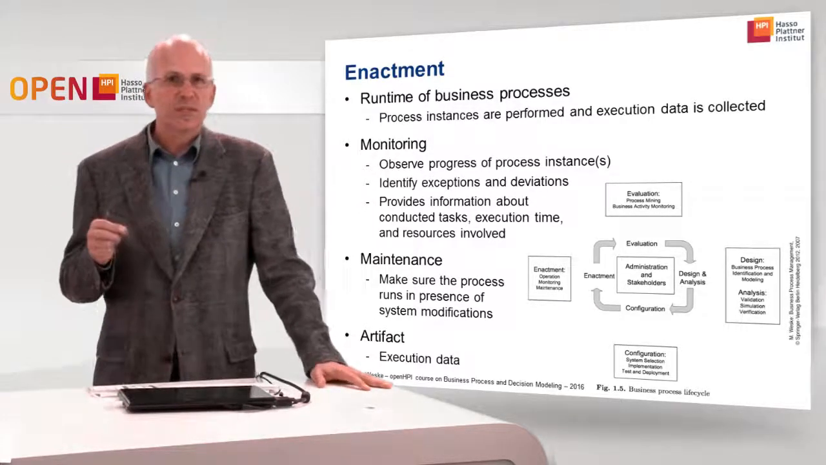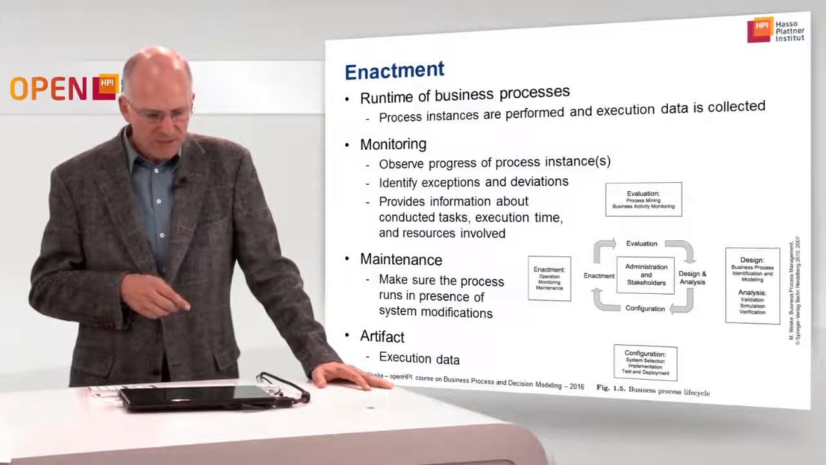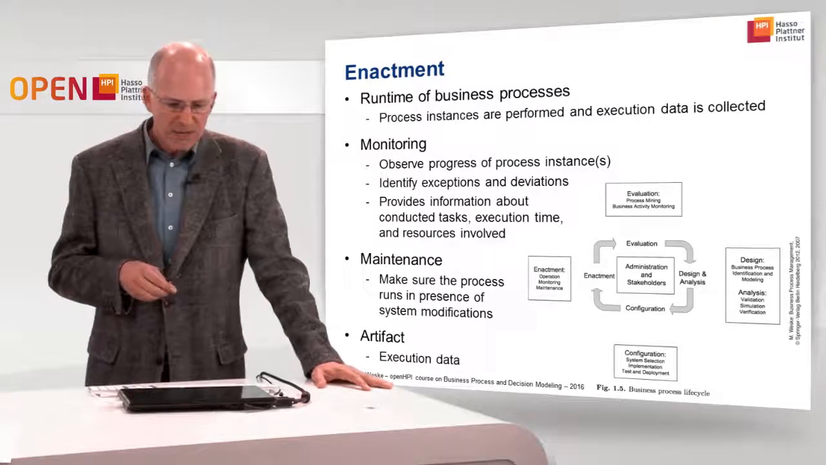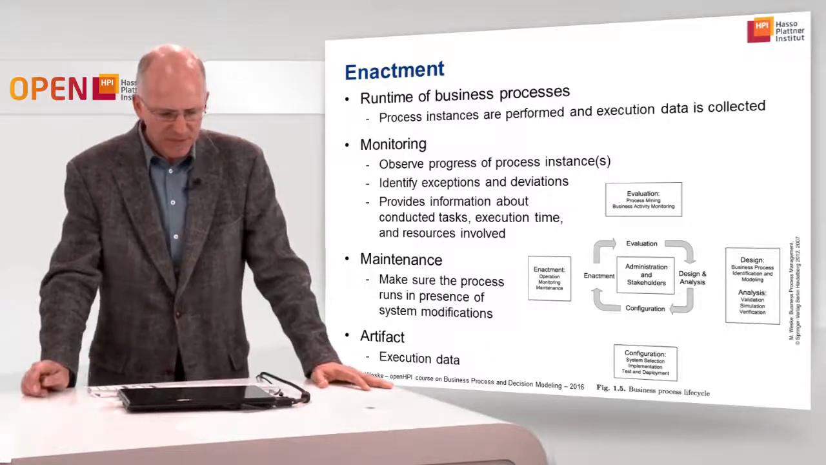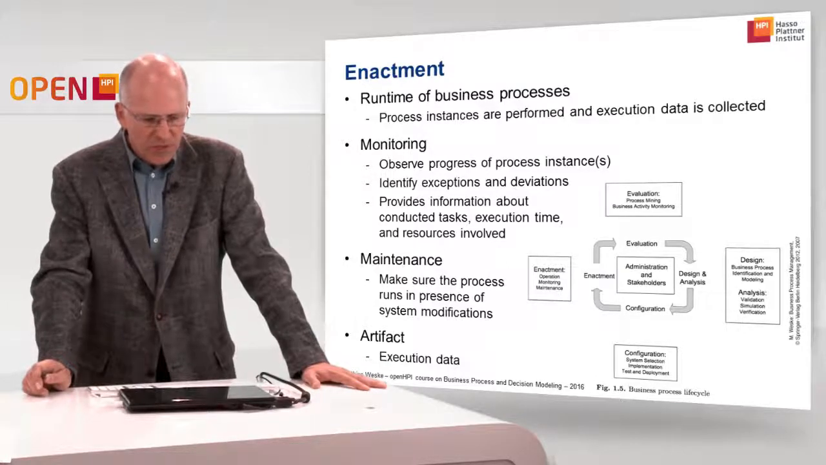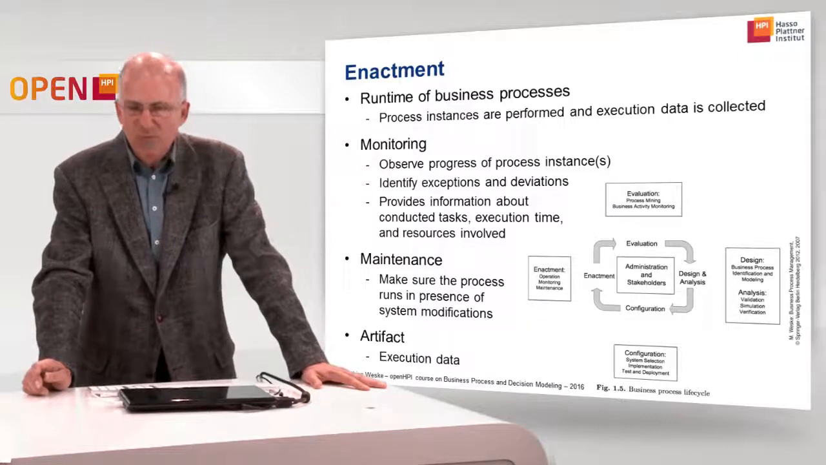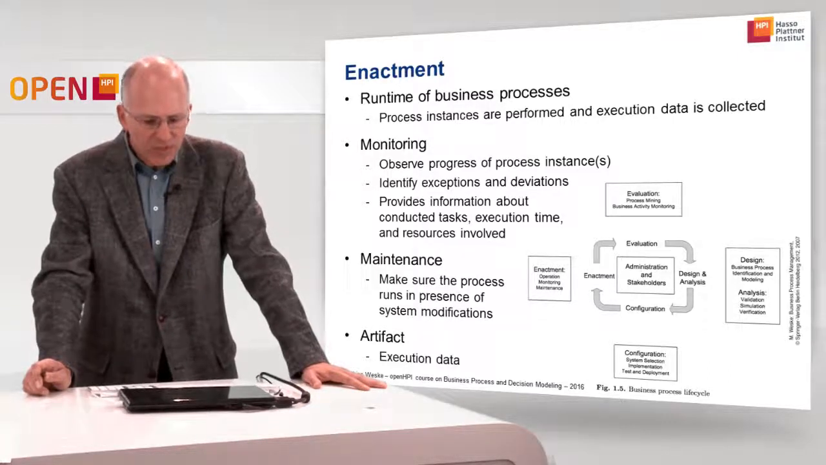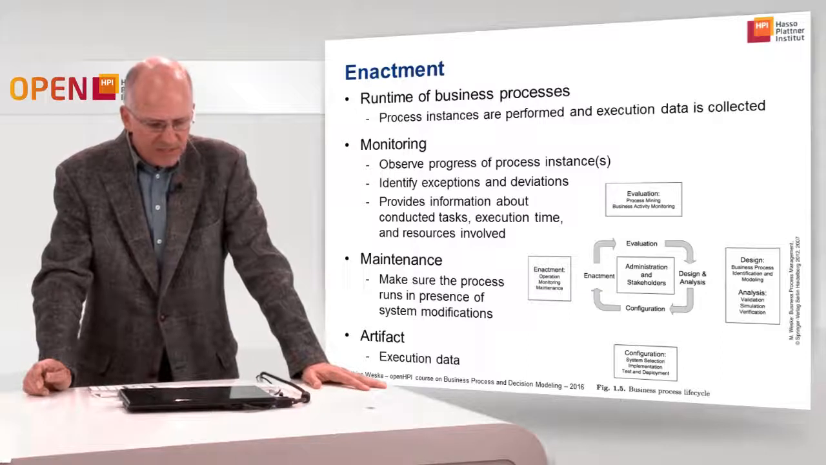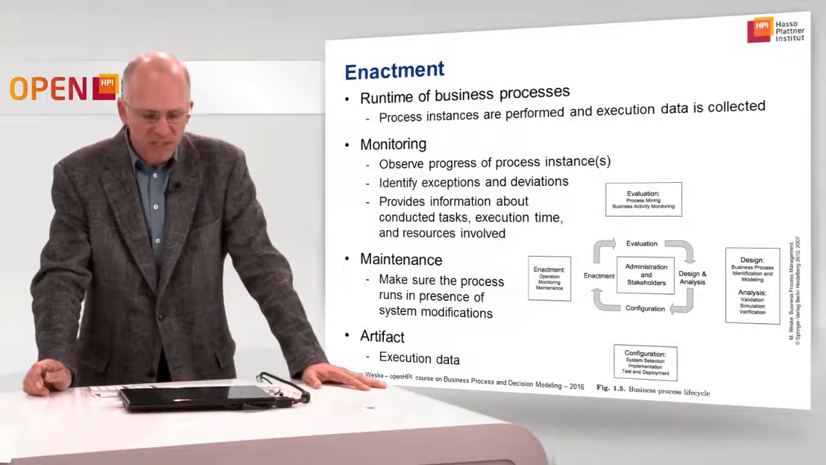We can also find out about the performance of the enactment and find performance bottlenecks and things like this. So we have here the aspect of monitoring. In monitoring, we observe the progress of process instances, one process instance or, more generally, a number of process instances. We can identify exceptions and deviations of the process from the process model.